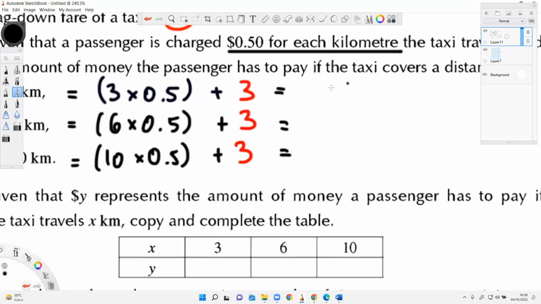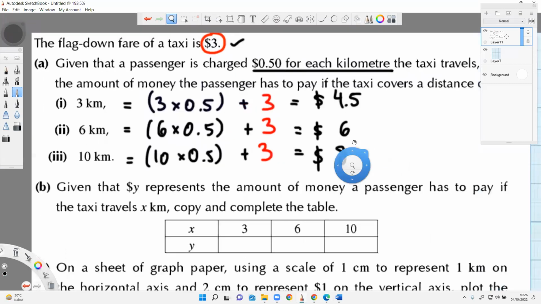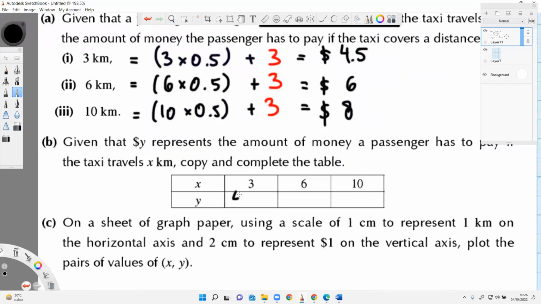Okay, what is the answer? First answer. So you have a calculator, right? So I have to count. 4.5. That's right. Then for 6, 6, okay, just copy, right? If 3 kilometers, it is $4.5 on the bottom. 6 also, so it's the same, no problem. 10, 8.